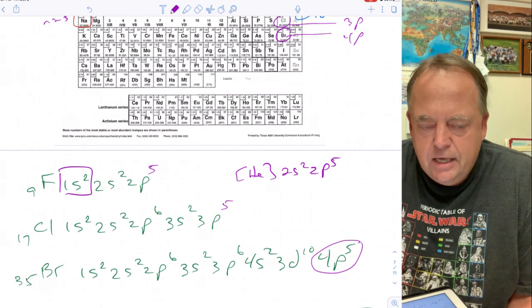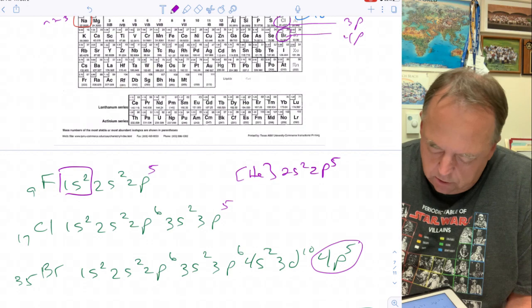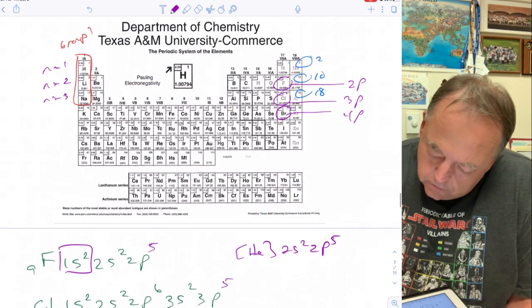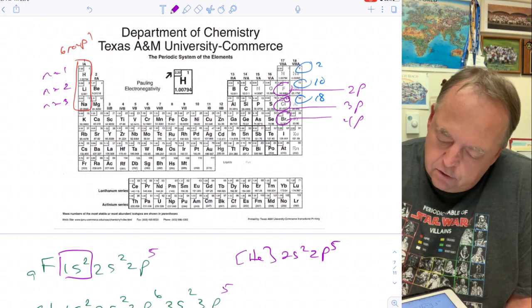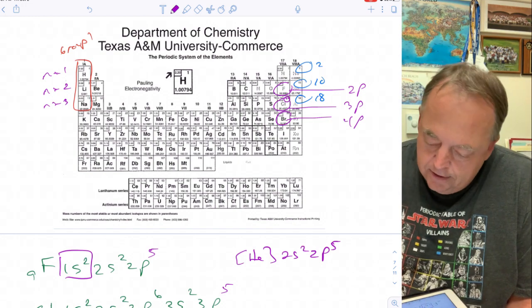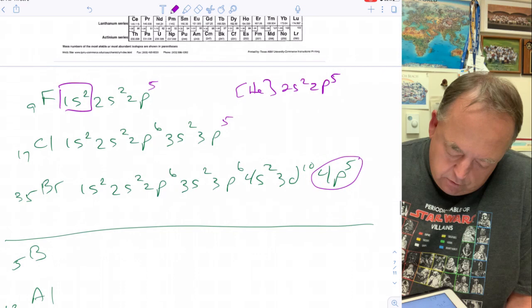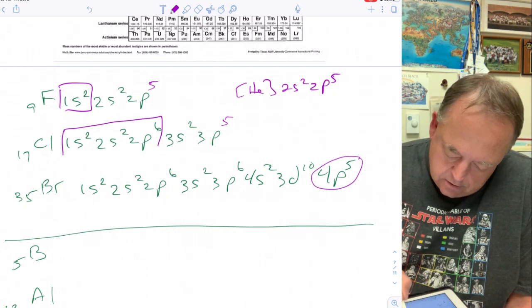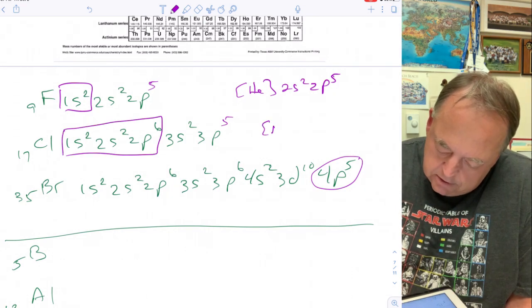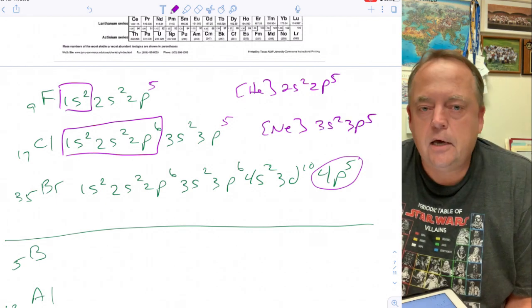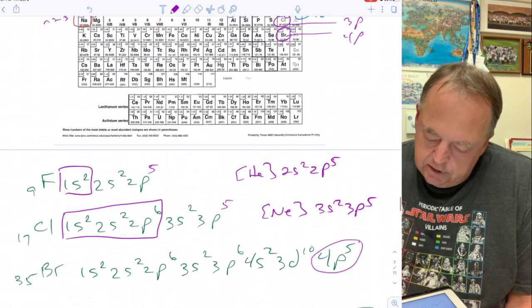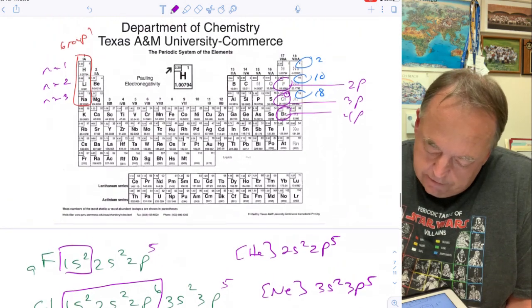For fluorine, that didn't really help you any. You still had to write 3 things, but it'll help you for chlorine. If we're here at chlorine, atomic number 17, and we go backwards to the first noble gas, that would be neon with 10 electrons. If we find 10 electrons, that would be neon. So we could write this as neon, 3s2, 3p5 instead.